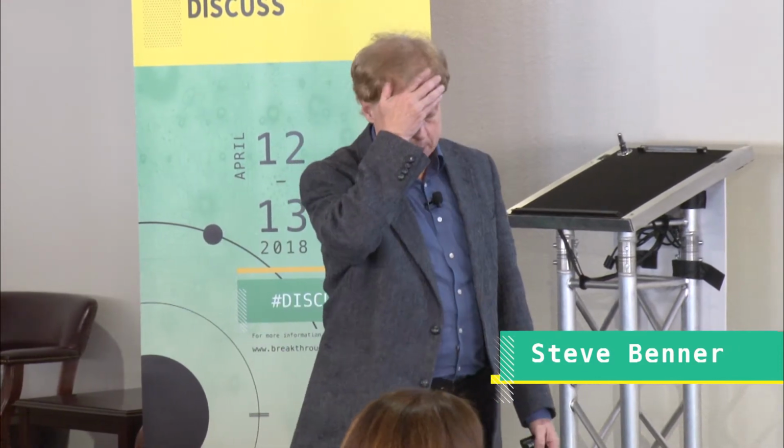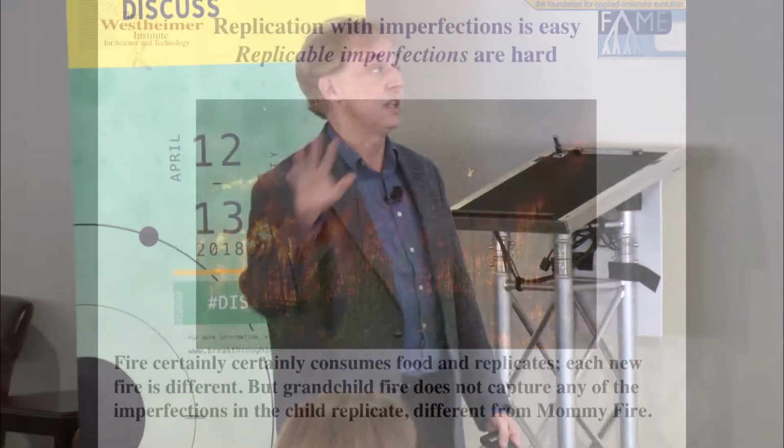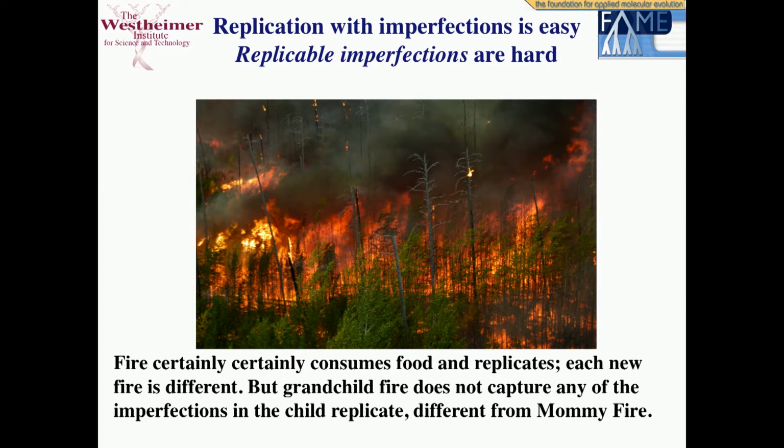Now, let me make the comment about replication with imperfections, where the imperfections are themselves replicable. So replication with imperfections is easy. Here's fire, which has a metabolism, it consumes fuel, it does all sorts of things, and it can have children, right? So a fire can jump, as it did in Santa Barbara or many other places in the California environment, and it does create a grandchild fire and then a grandchild fire. That replication is imperfect in its details. In fact, it's not the same as the mommy fire. But the grandchild fire does not capture the changes connecting the mommy fire or the grandparent fire to the child fire. Are you with me?